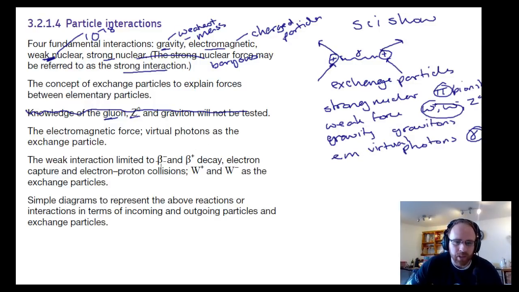The weak interaction is limited to beta minus, beta plus decay, electron capture, and electron-proton collisions. W plus and W minus are the exchange particles. So we need to know. We need to draw diagrams for these.